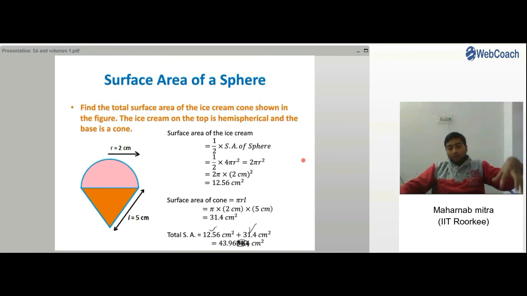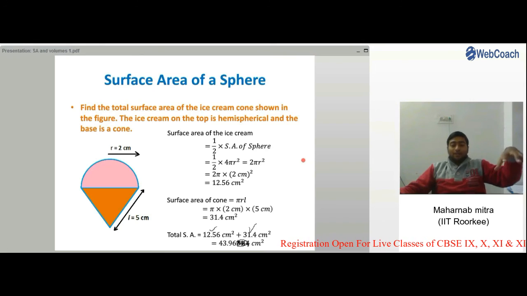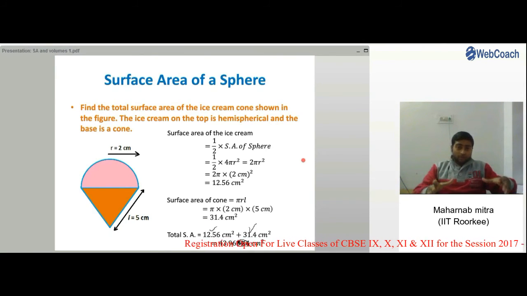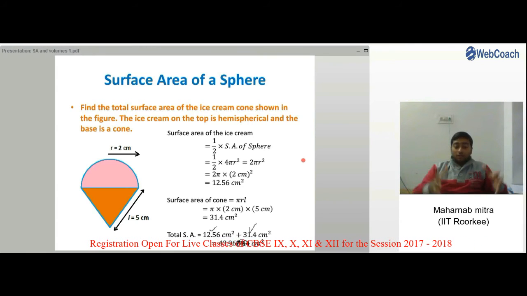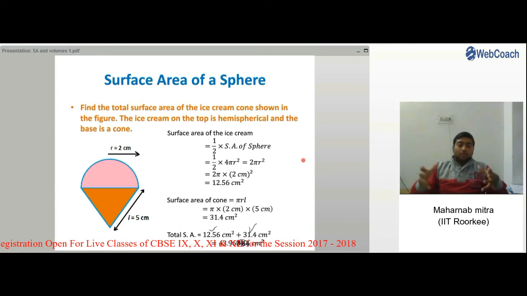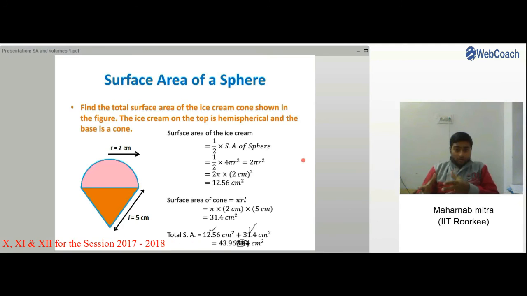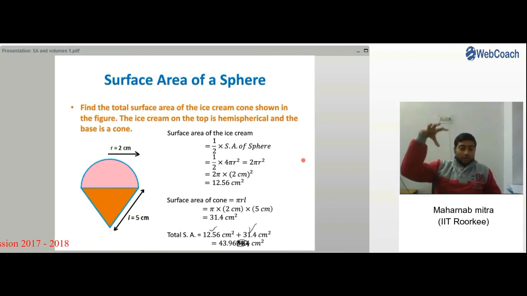So what we have done here, to find out the surface area of a complicated figure which consists of individual 3D objects which we have learned so far, we consider each object individually. First we considered the hemisphere, and we found out the area which is on the surface, or which is exposed. The area was nothing but half of the curved surface area of the sphere, which is 2 pi r square, so we get the surface area of the top hemisphere, right?